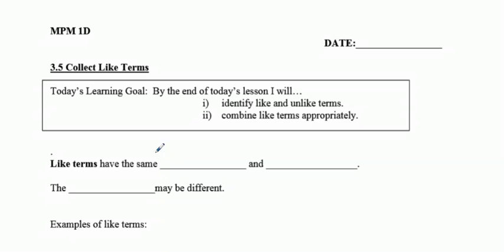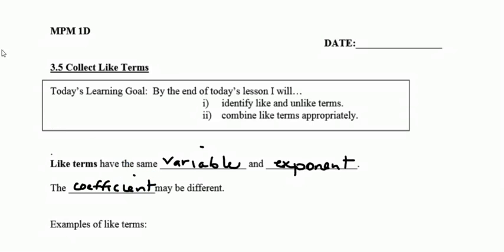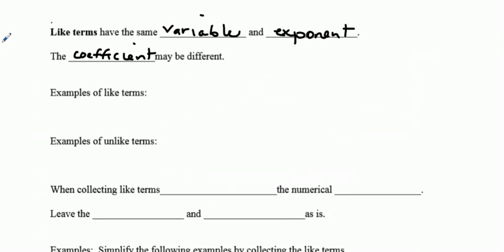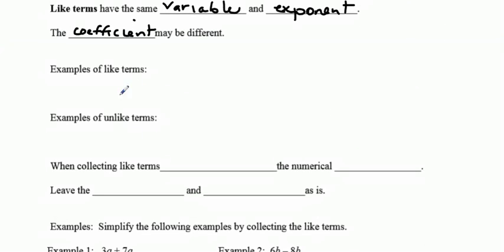The things that are the same about like terms are that they have the same variable, and they have the same exponent. The coefficient, however, may be different. Okay, so let's do some examples. Variable and exponent. So if I had x and 5x, those are like terms.